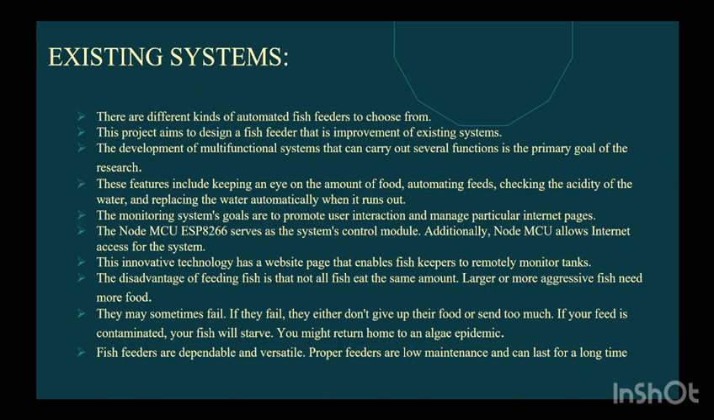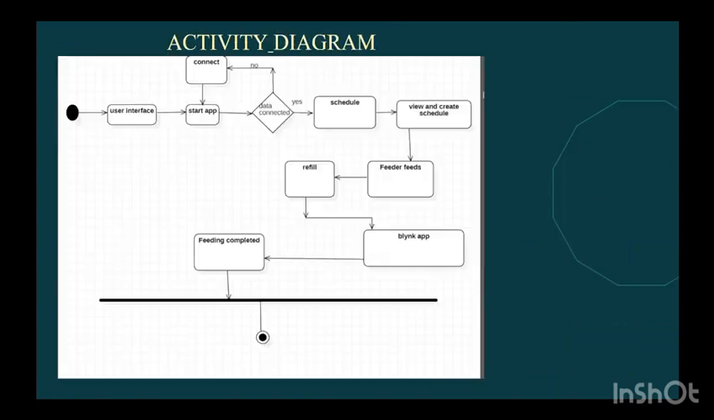Now, activity diagram. A user starts at the user interface and opens the start app, which is the Blynk application. If the data is connected, it goes to the next step. Otherwise, the data needs to be connected again.